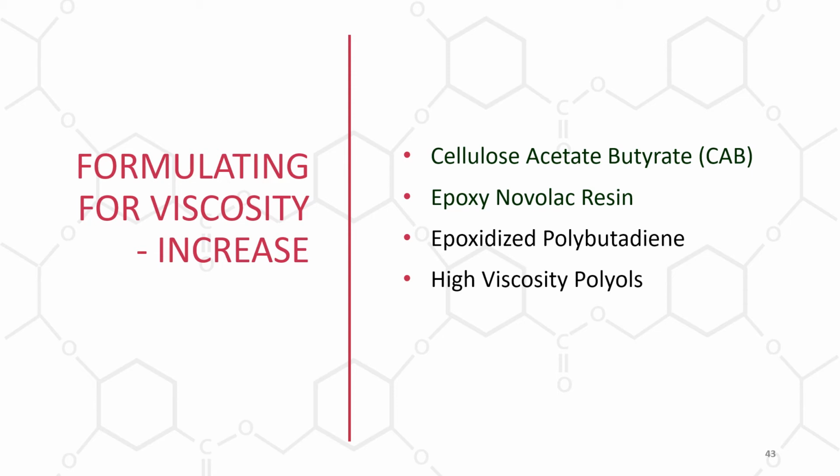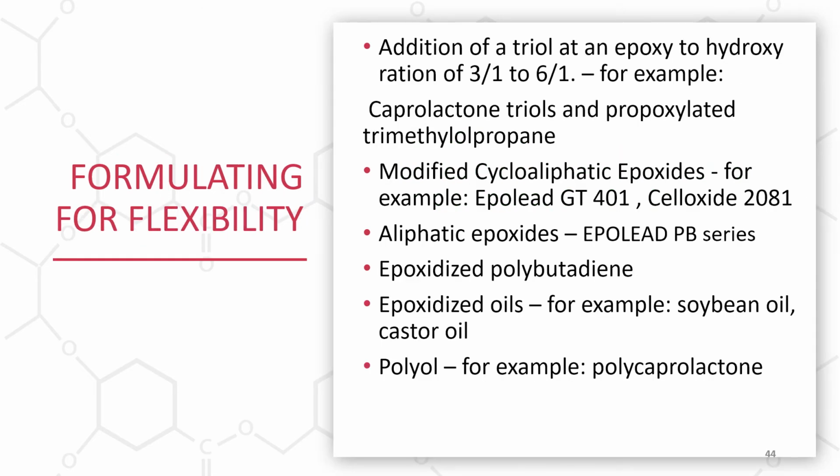There are multiple ways you can formulate for flexibility. For example, addition of a triol at an epoxy to hydroxy ratio of 3:1 to 6:1 will increase your flexibility of your coating or your ink. Caprolactone triols and propoxylated trimethylolpropane is commonly used. You can use modified cycloaliphatic epoxides.